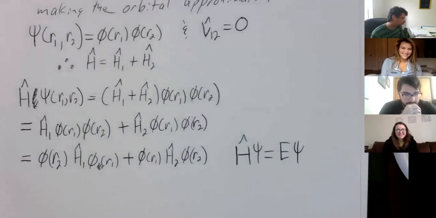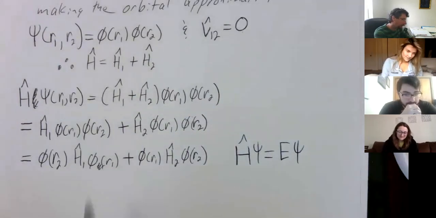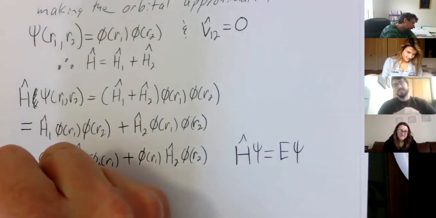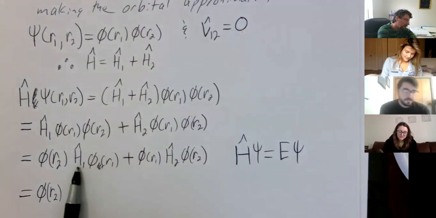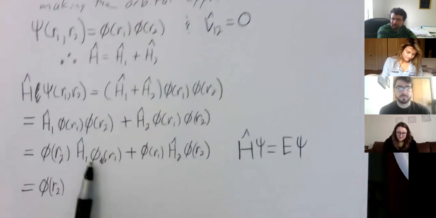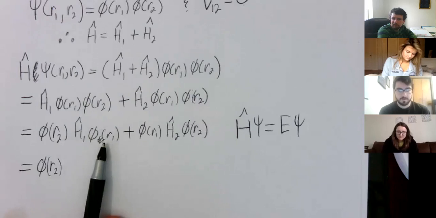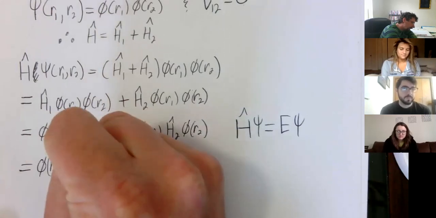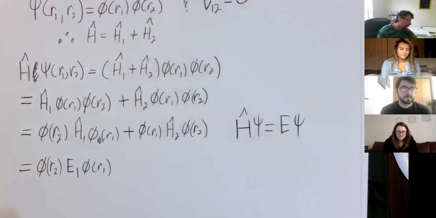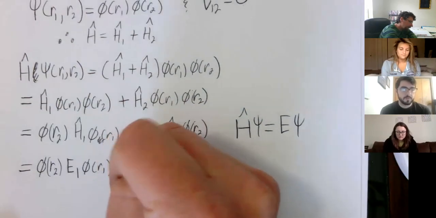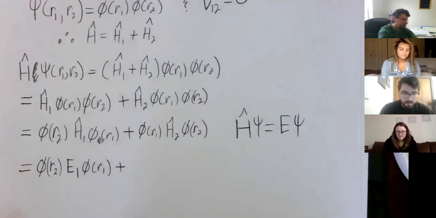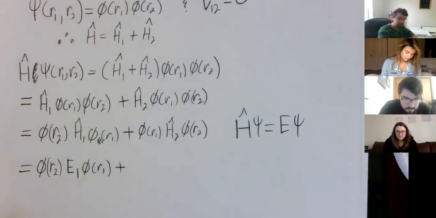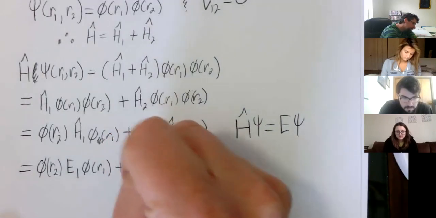Yep. So now we're going to put in some energies. We know that if this Hamiltonian operates on phi R1, what are we going to get out? Energy of that electron. Yep, the energy of that electron. We're going to call that E1 phi R1. Plus, what's the second term going to look like? It's phi 1 E2. Mm-hmm.